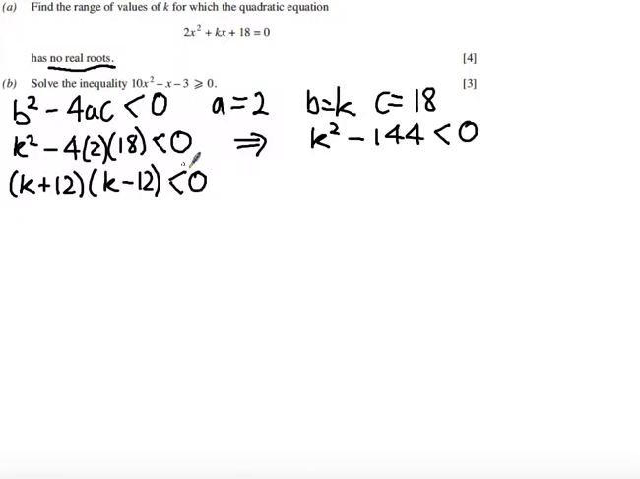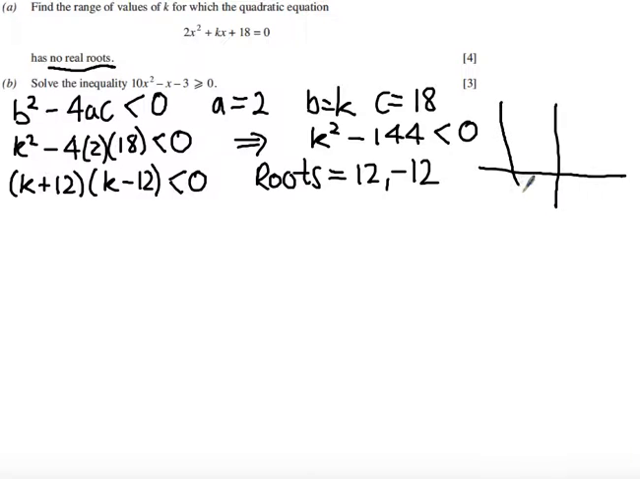Now, since I'm dealing with a quadratic inequality, I want to make sure that I state that the roots of this quadratic inequality are going to be 12 and minus 12. And I want to sketch this quadratic in order to identify what is my region that's going to satisfy the inequality. Now, here's minus 12. At the other end, we've got 12. I want to know when the quadratic is less than 0.